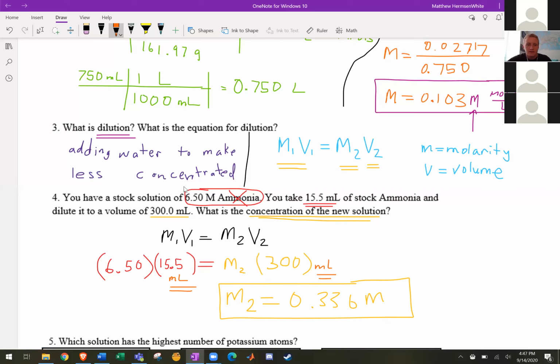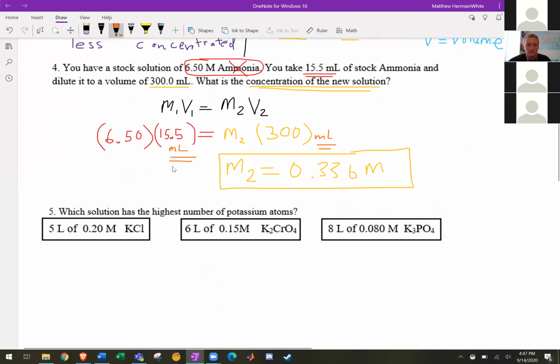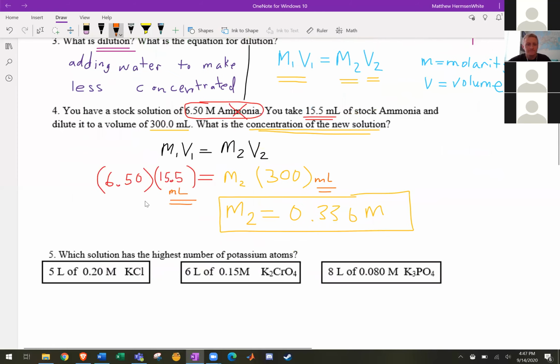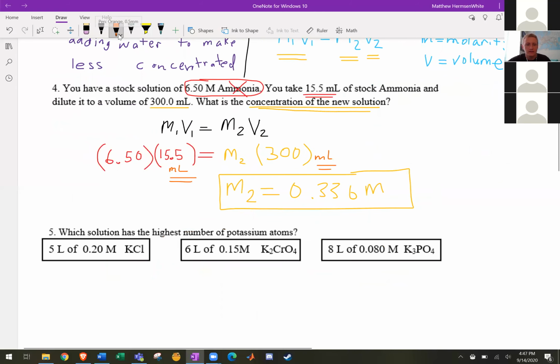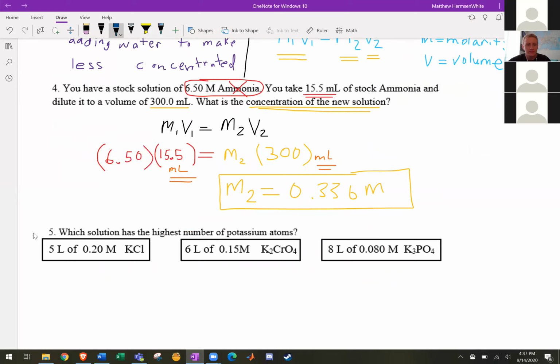Okay, let's continue on then. And I have another problem here regarding molarity. So I'm going to do part of these and then I'll let you guys have a shot at this as well. So number 5 says, which solution has the highest number of potassium ions?